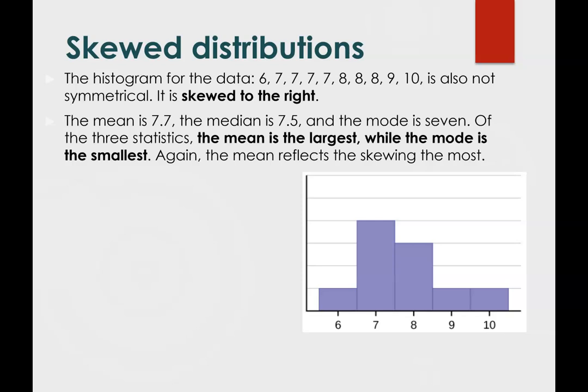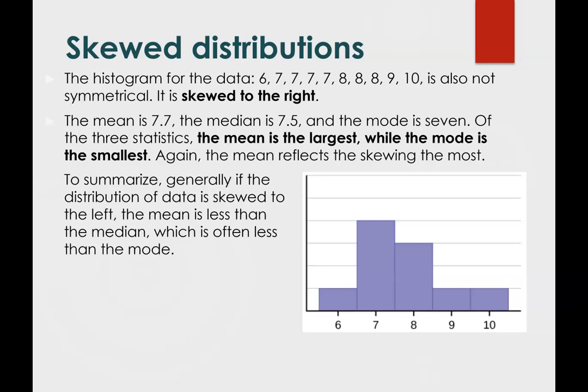If I have this picture here, the data is 6, 7, 7, 7, 7, 8, 8, 8, 9, 10. So I have more lower numbers here. And I have less frequency of the higher numbers. So that's skewed right. So my mean is 7.7, median is 7.5, and the mode is 7. The mean is the largest, the mode is the smallest. The mean reflects the skewing the most. So our mean is bigger than the median, so I have a right skew.